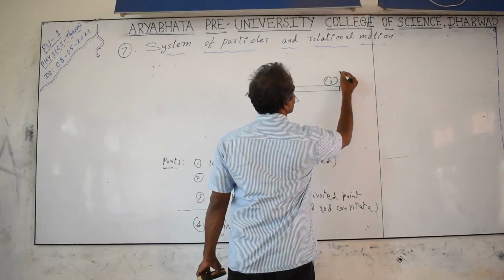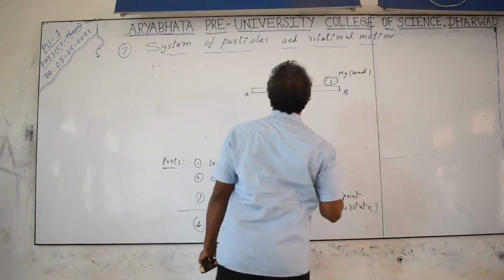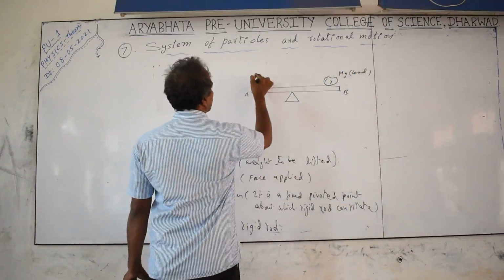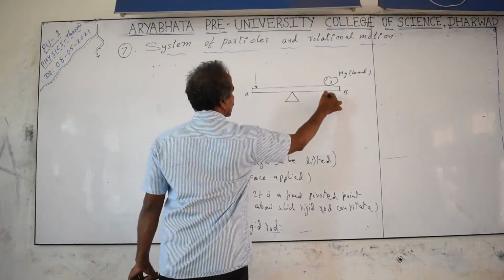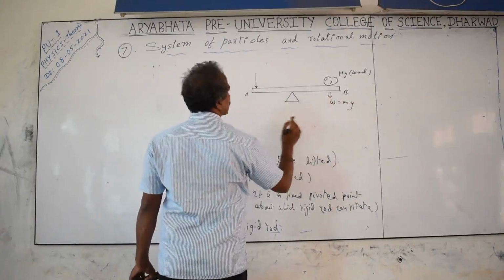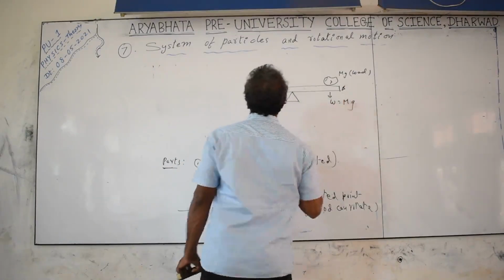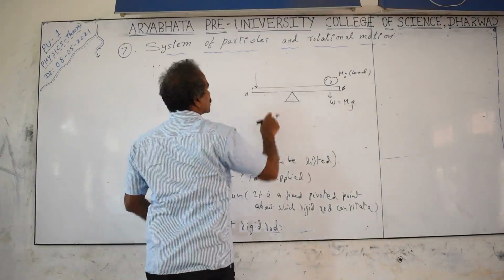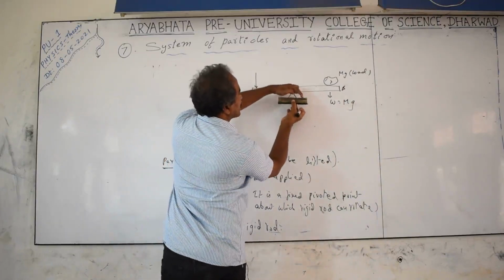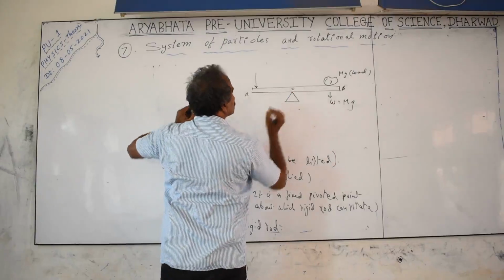This is going to be mg. Weight is equal to load, and the force is applied on this side to balance it. Weight is acting downwards, mg, and the force you are applying pulls it downwards. The weight is here, trying to pull it like this, so to balance it, you apply the force on the other side. What about this point? That is going to be the fulcrum.